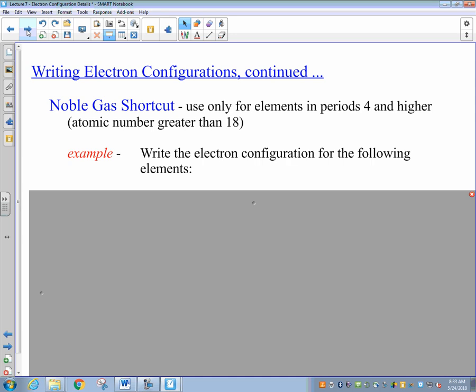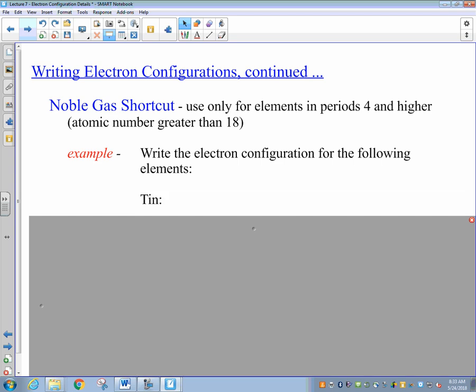And so rather than writing the whole pattern every single time, we're just going to focus on what comes at the very end, which is really what distinguishes that element from all the others. So we're going to refer to this as what we call our noble gas shortcut. We're going to request that you only use this shortcut for elements that are in period 4 and above, that is, elements with an atomic number greater than 18. So let's go ahead and show you how we're going to do this process.